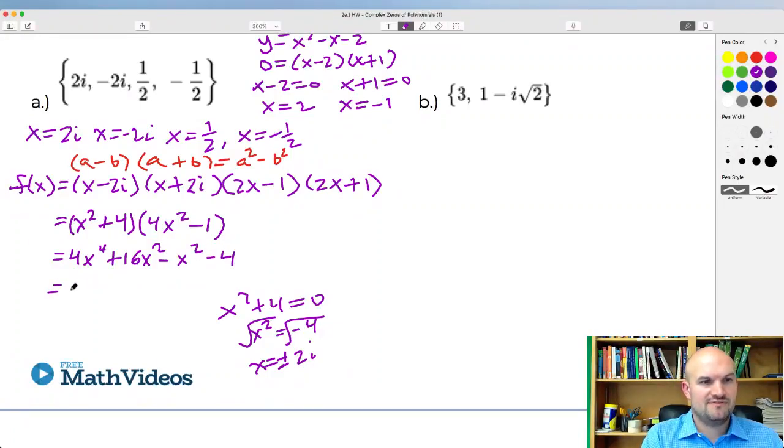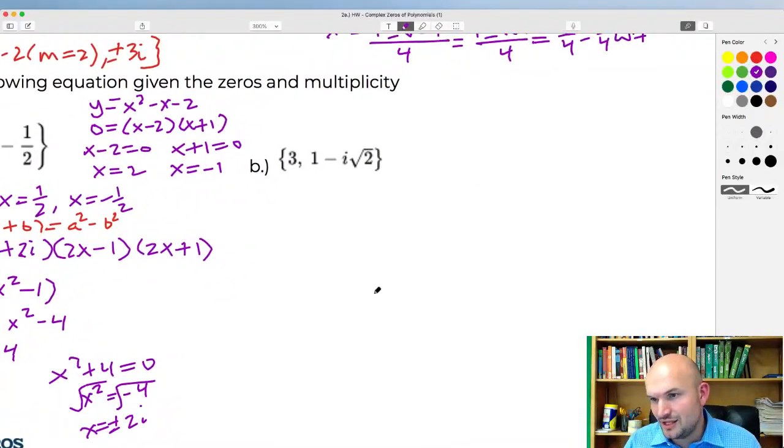So now my final answer is 4x to the 4th, 16x squared minus x squared is going to be a positive 15x squared minus 4. All right, last one, and then I'll go ahead and take a break for you guys.